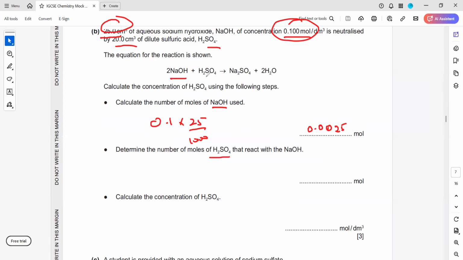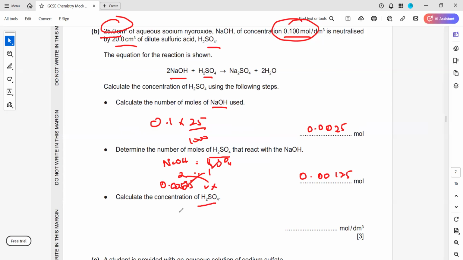You have to take a ratio between the sodium hydroxide and sulfuric acid. So the ratio between them is 2:1. So if we have 0.0025, this will be x. Cross multiply. What's the answer? 0.0025 divided by 2, 0.00125. Yeah, it's the same.